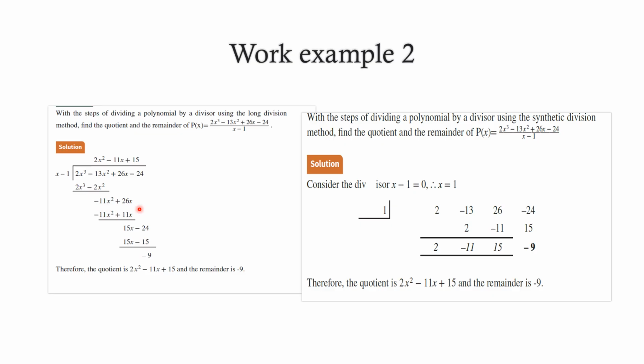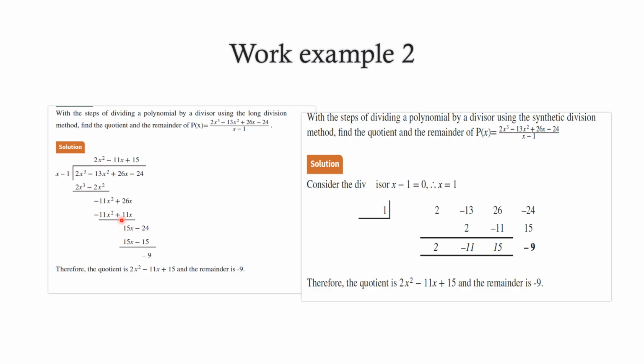Then we continue with the operation where minus 11x squared divided by x will give us minus 11x. Minus 11x times x will give us minus 11x squared. Minus 11x times minus 1 will give us 11x, because negative times negative is positive. Then we subtract this result from the new dividend, and we get a new remainder. The new remainder becomes our new dividend because the degree is still not less than x minus 1, so we need to continue.